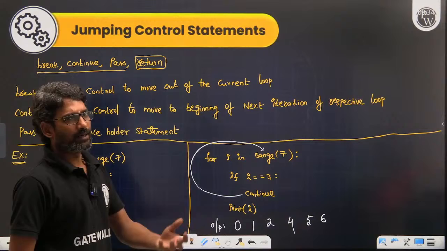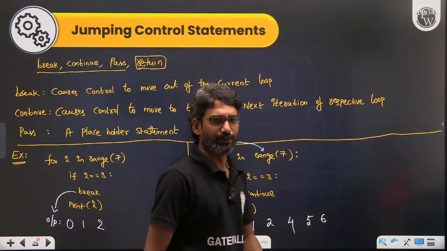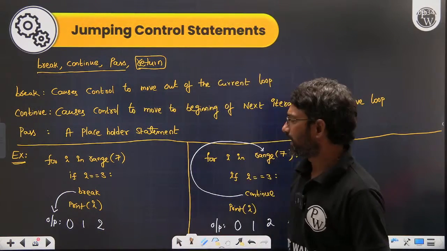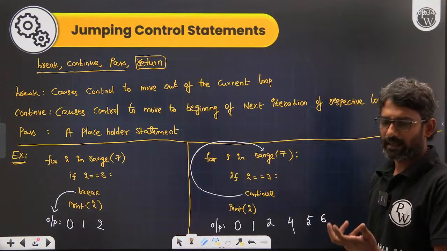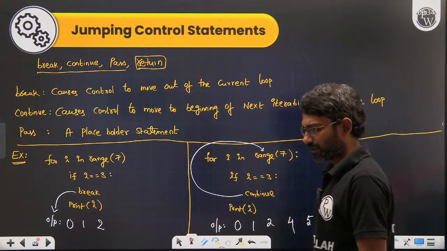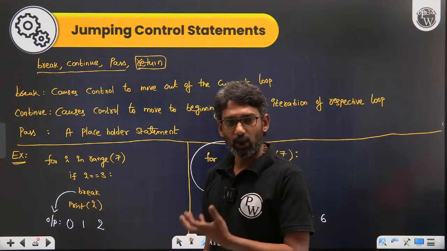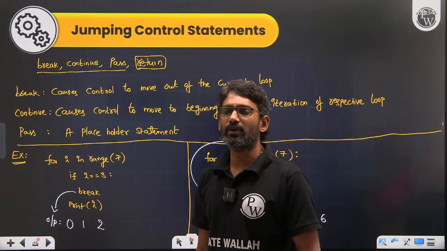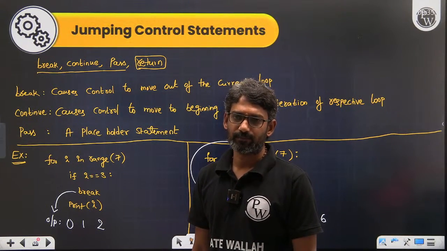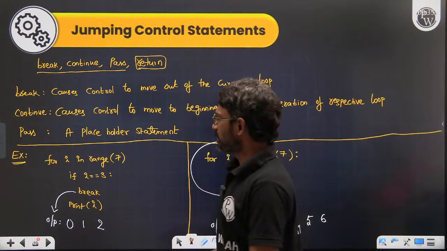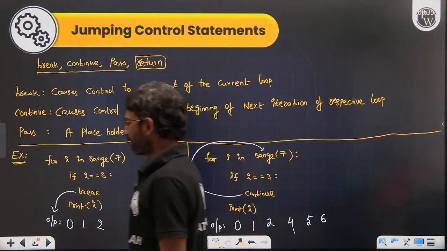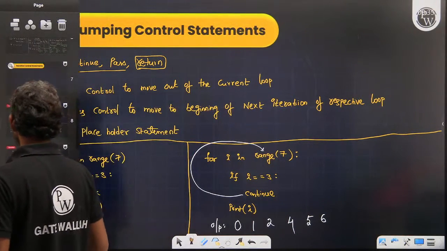Pass I have already told you with case. Wherever you want to write an empty class or empty method or empty function or empty case, empty loop, you can just put pass. Okay, so these are the different jumping control statements.